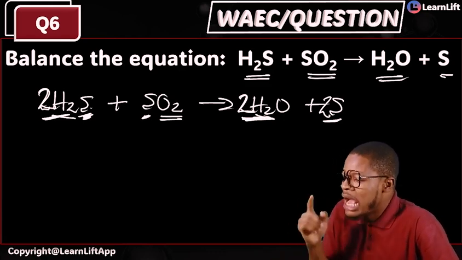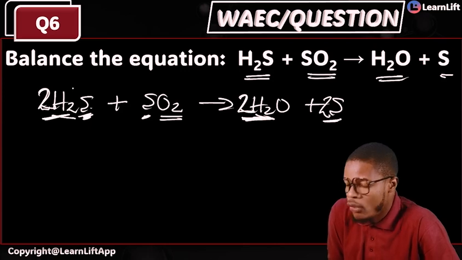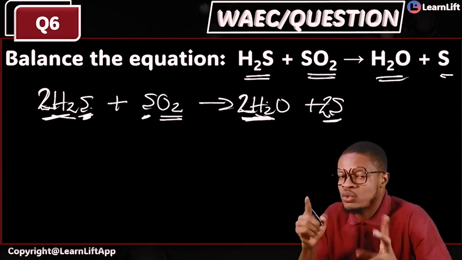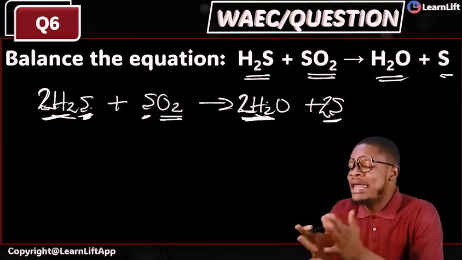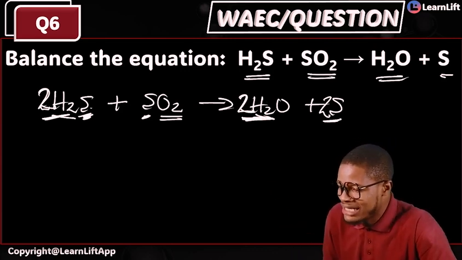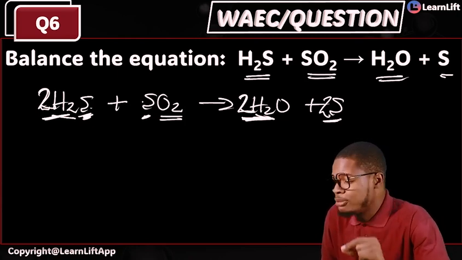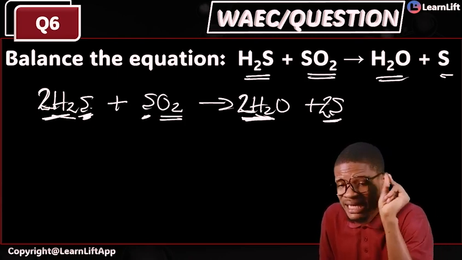Okay, now let's go. How many hydrogen on the reactant side? 4. Right? How many hydrogen on the product side? 4 as well. How many oxygen on the reactant side? Oxygen is 2 on the reactant side. How many oxygen on the product side? 2 as well. The only thing that is not balanced now is sulfur.